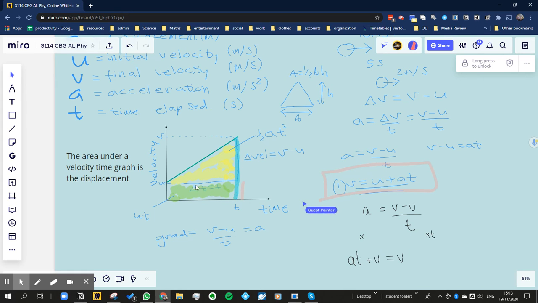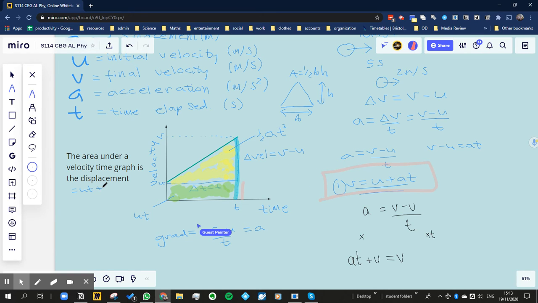So that means the total area underneath this triangle, which I've said is equal to the displacement, is also equal to ut plus half at squared. So our second SUVAT equation is s is equal to ut plus half at squared. Okay?